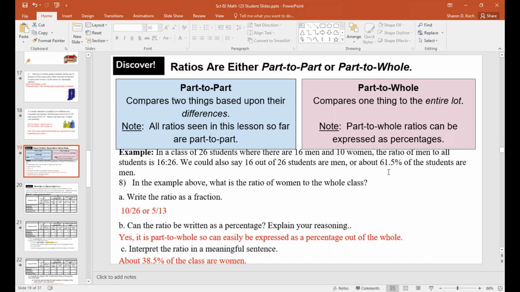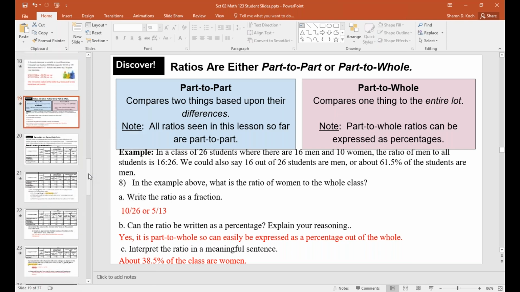And if I want to find out the female ratio, I can either take 100% minus this, and it would give me the female percentage, or I could set up the ratio again. So what's the ratio of women to the whole class? Women was 10 out of 26. This is a part to whole, once again, because the part is the women out of the entire class. And we're going to get 38.5%. Now, if I add this number and the men's number, they should total 100%.